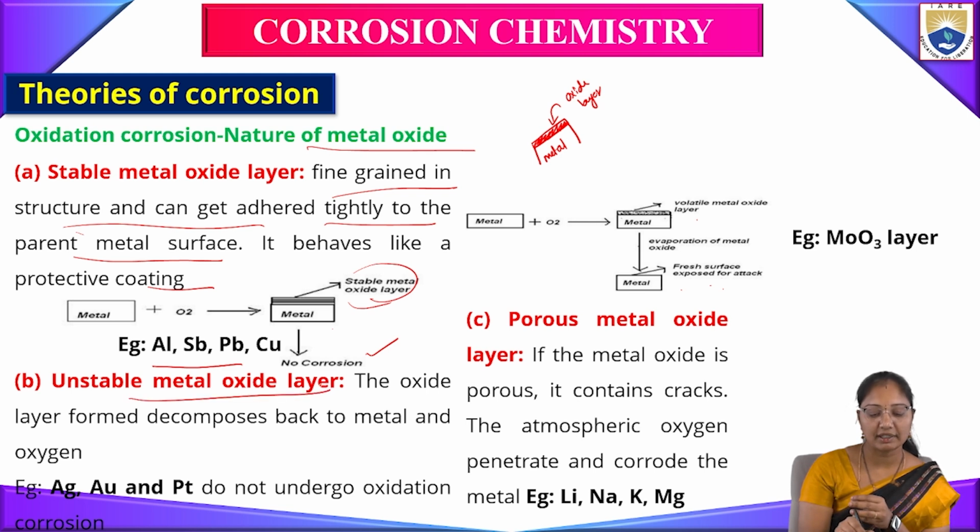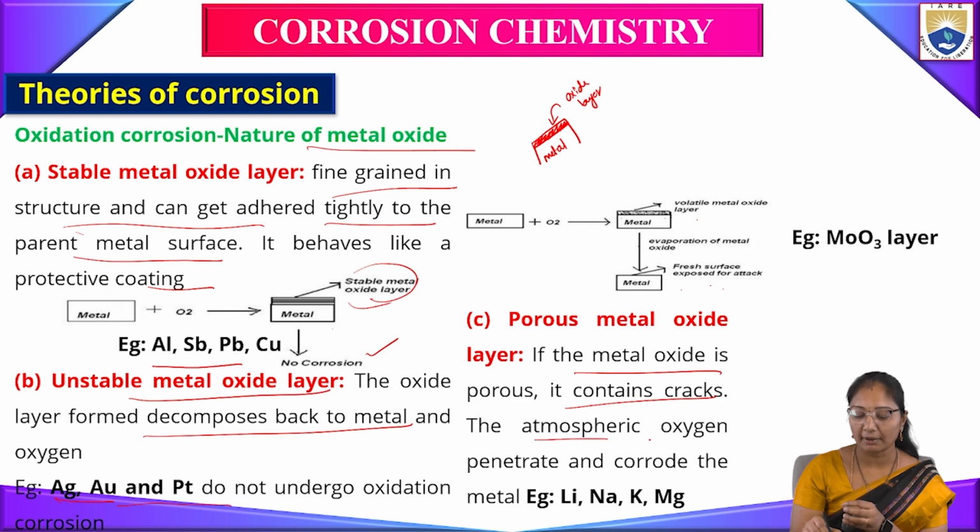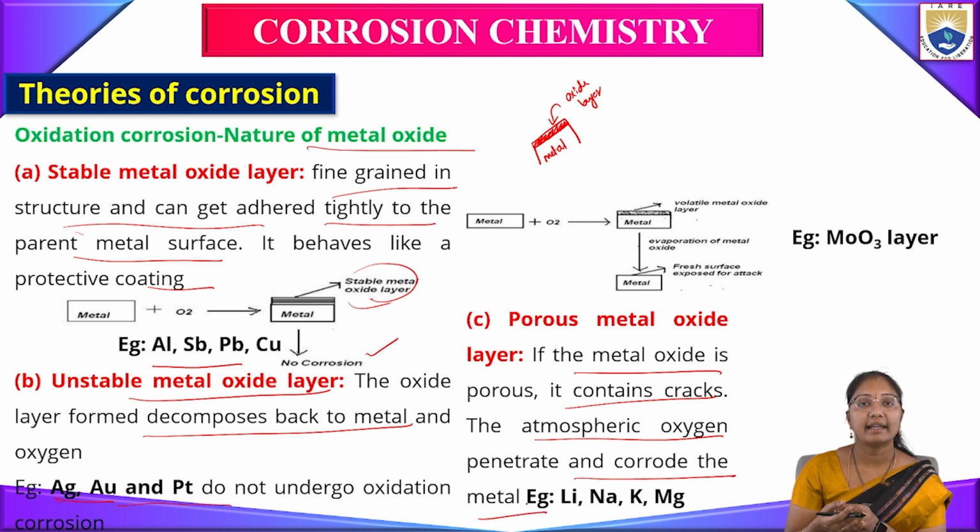So for the unstable metal oxide layer, the oxide layer formed decomposes back to metal and oxygen. Examples: gold, silver and platinum. They do not undergo oxidation corrosion. Now coming to the porous metal oxide layer, if the metal oxide is porous, then it contains cracks. Porous means it has some pores or cracks. So the atmospheric oxygen penetrates into these pores present on the metal surface and corrodes the metal. Examples for this porous type of oxidation are lithium, sodium, potassium and magnesium.